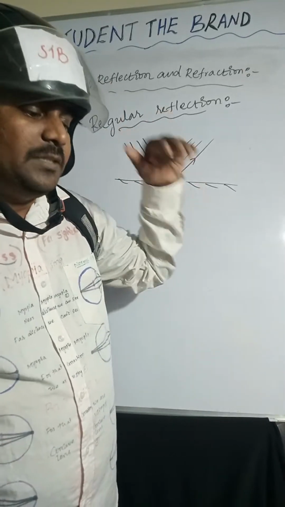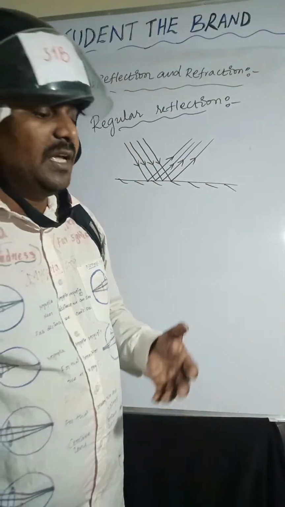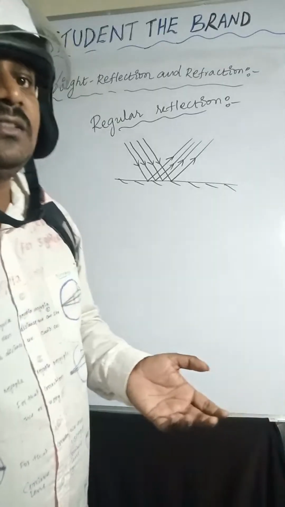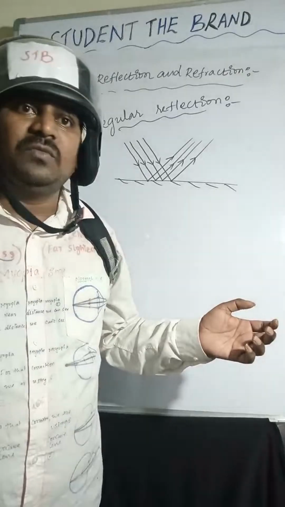Regular reflection takes place on a smooth surface. We can also say still water. Regular reflection takes place on a plane mirror and still water also.